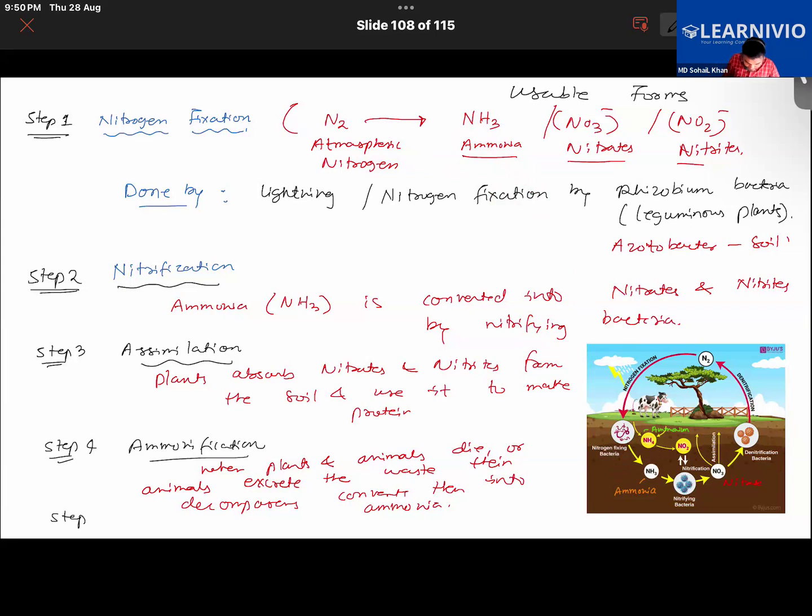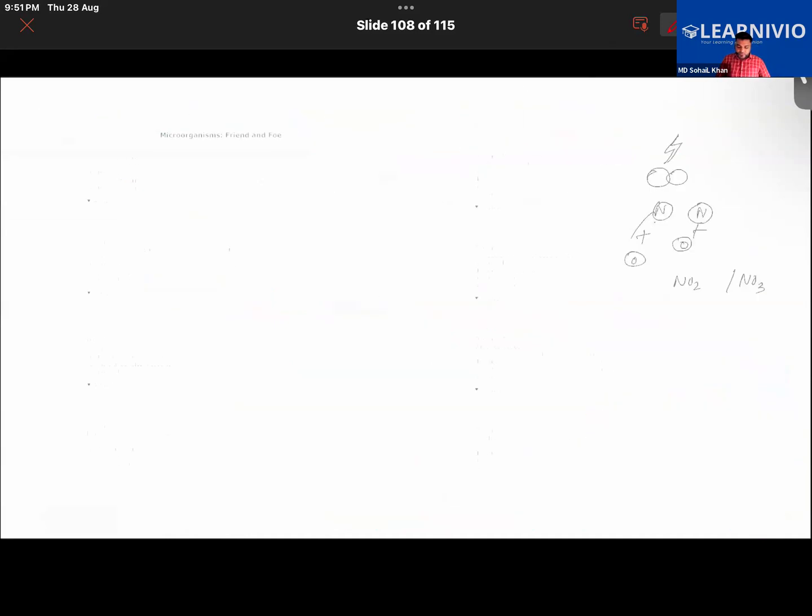Step number 4, let me explain this quickly. That is denitrification. You will write down that some bacteria convert nitrates back into N2. N2 is atmospheric nitrogen. Okay, so that was it.